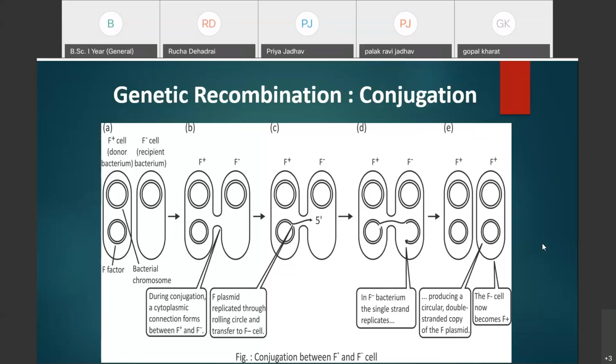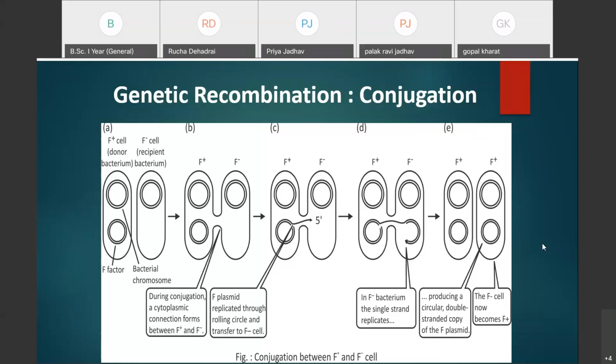In sexual reproduction, during the fusion of the male gamete and the female gamete, the genetic material gets transferred from one cell to another cell. Though gamete formation is not reported in bacteria, the transfer of genetic material from one bacterial cell to another bacterial cell is reported.